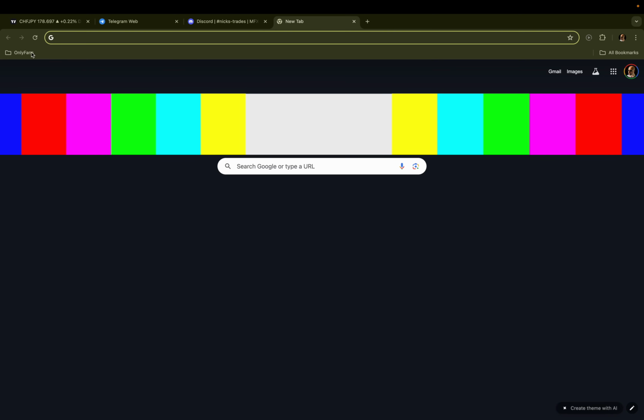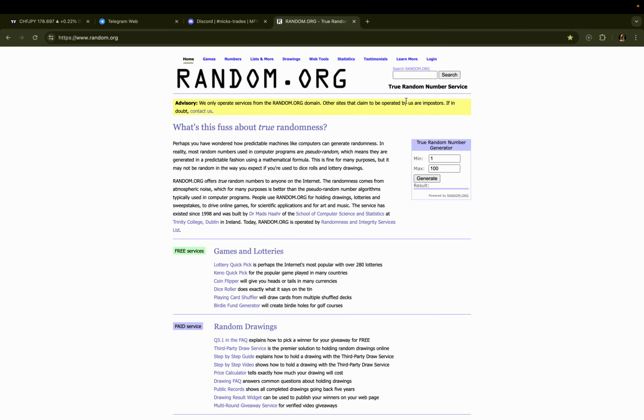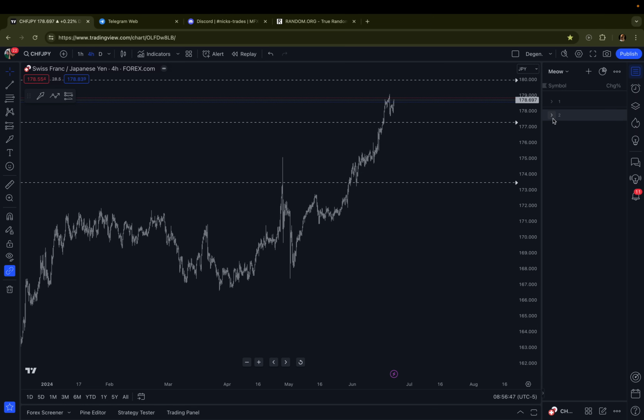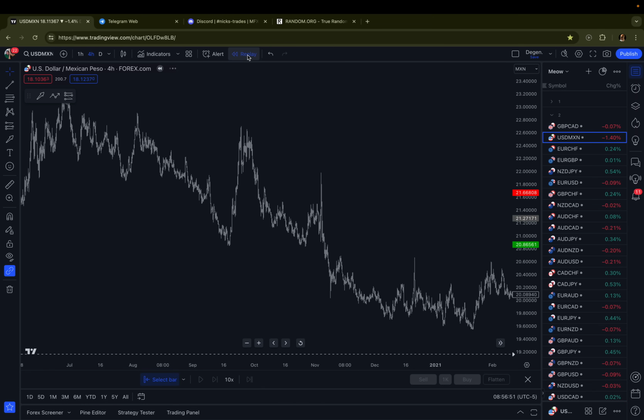So let's go to random.org. We're going to pick a random currency pair. Pick a number between, let's say, 1 and 20. I have 20 currency pairs I trade. I got 2, that's pretty convenient. So we're going to open up this chart, number 2, USD MXN. I'm going to scroll somewhere random and hit replay.